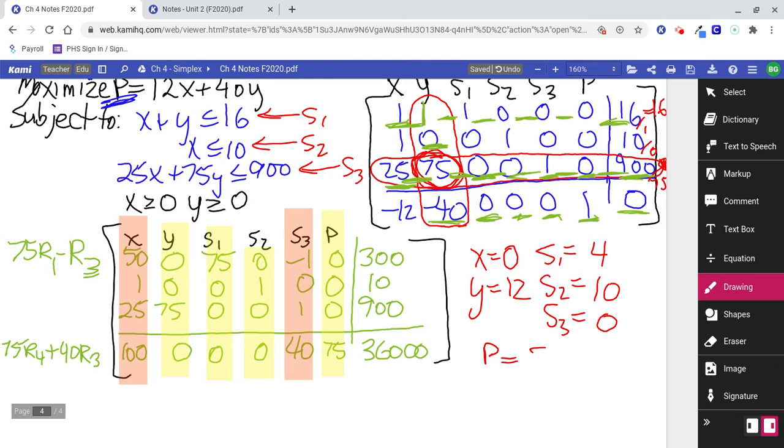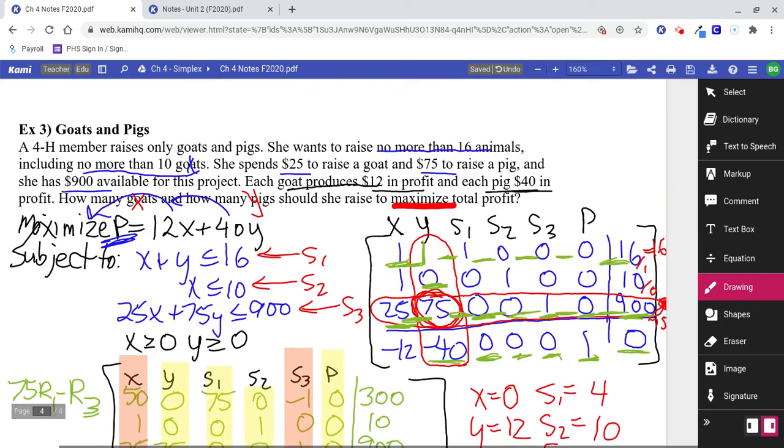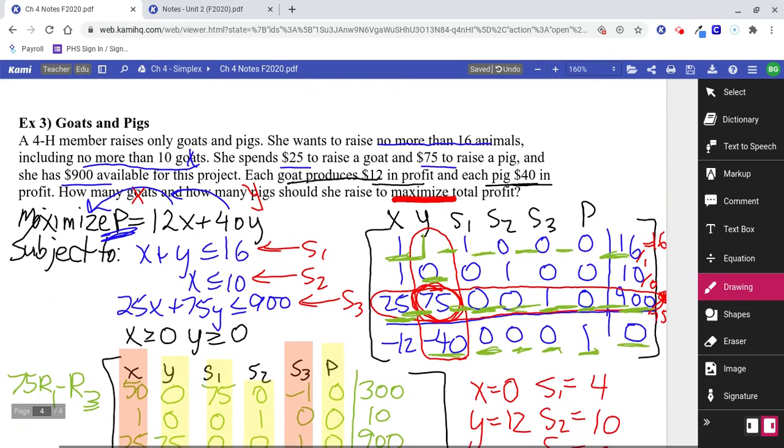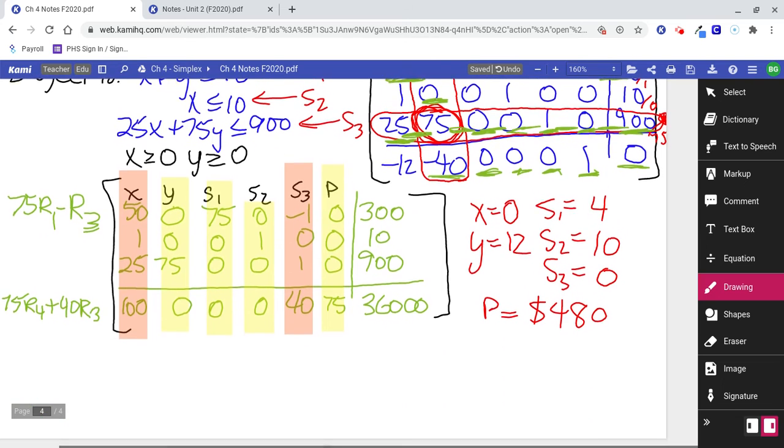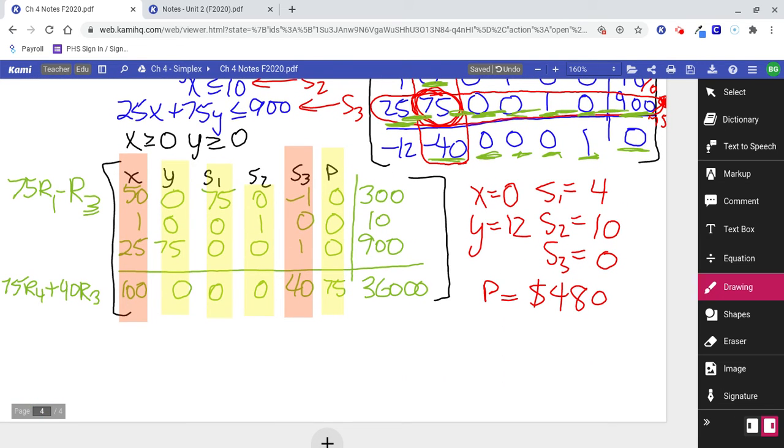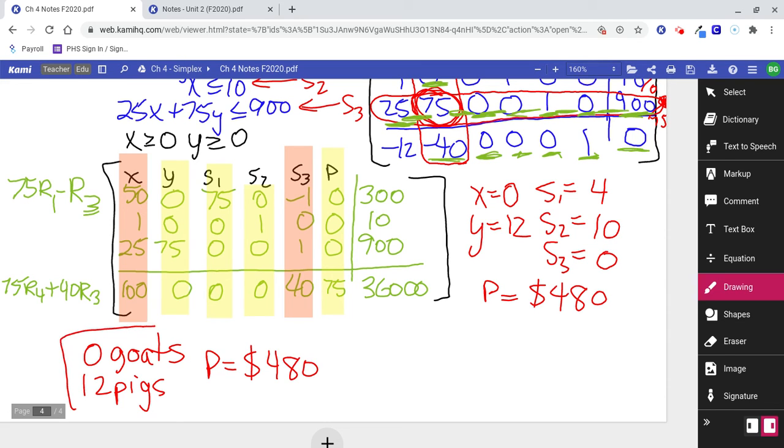Get rid of that dot. Looks like a decimal point. $480 there. Okay. So think about the context of this problem. We're talking about how many goats and how many pigs. Goats was X and pigs was Y. So this answer, 0 and 12, means 0 goats and 12 pigs for a profit of $480. Now, that's your solution, but let's talk about the slack for a second.